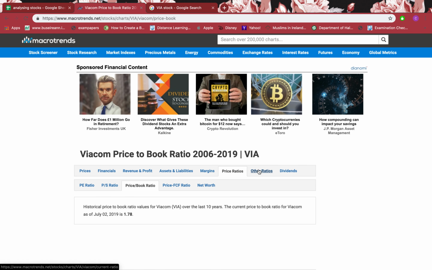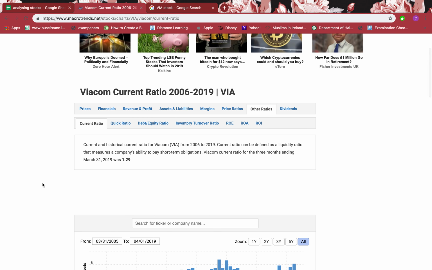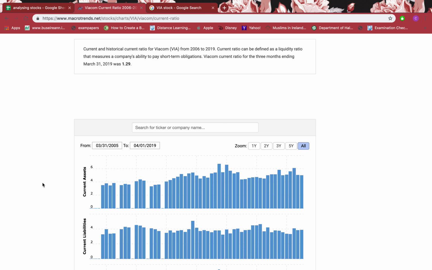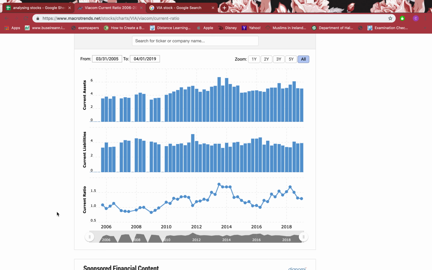Then if I go to the other ratios, I can see the current ratio. The current ratio tells me whether the assets are more than liabilities, which acts like the margin of safety we're looking for, so that the stock is not risky. If the current ratio is 1.5 or more, then the stock is not risky. If it is less than 1.5, then the stock is risky to invest in. Right now it's 1.29.